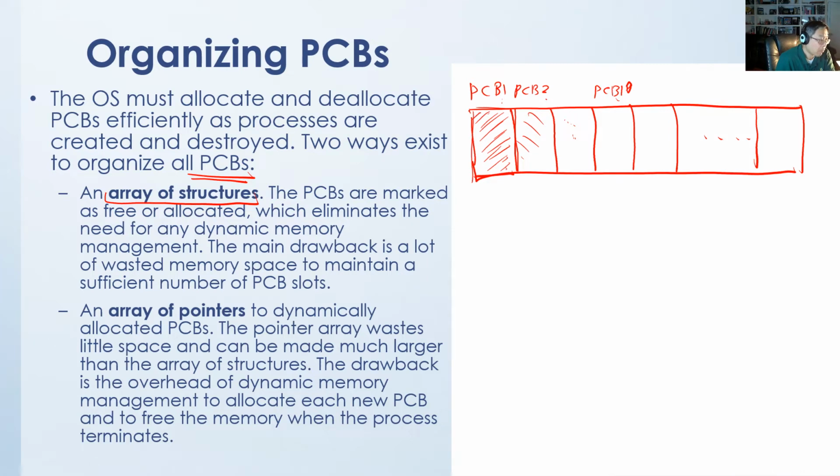Dynamic memory management is good in terms of memory usage, because it only creates a structure in memory when it's needed. But in this particular case, the array of structures, it doesn't matter whether a process is created or not. We're going to pre-allocate the memory space for a certain number of processes. So initially, even though no process is created, this memory space will be allocated, even though each structure is empty and does not contain any PCBs.